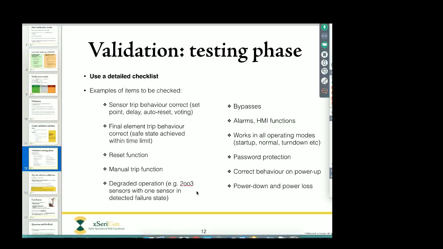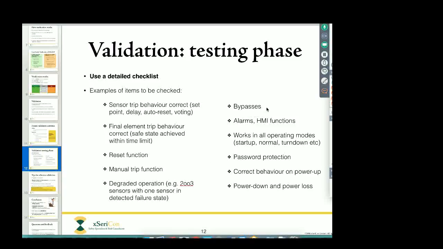Degraded operation. If we have, for example, a 2 out of 3 sensor group, and one of them fails, the system should be configured that it will fall back either to 2 out of 2 or to 1 out of 2. So you need to confirm, based on the information in the SRS, what configuration does it actually fall back to, and does that match the specification.